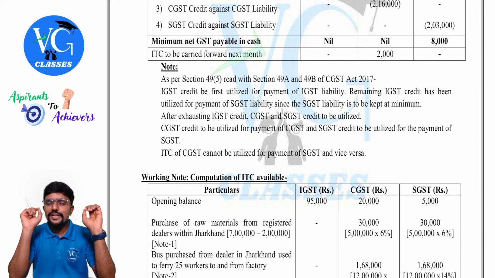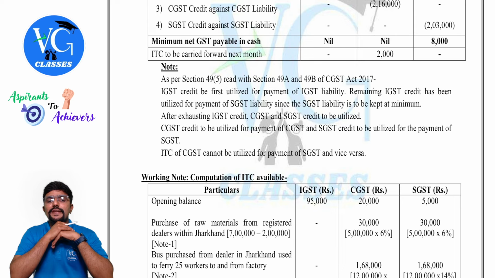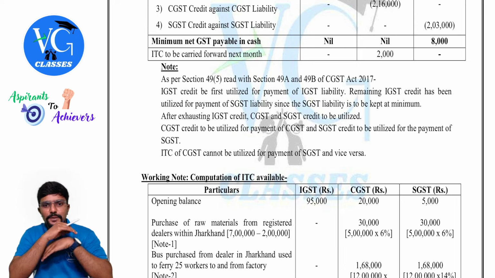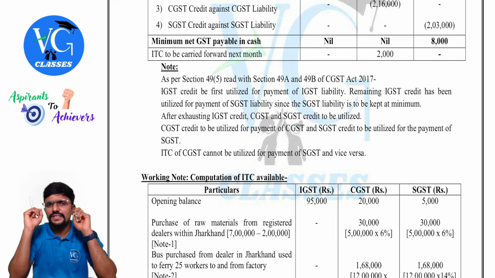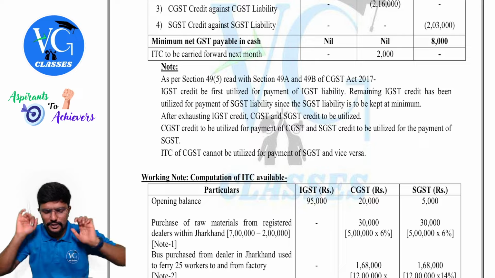As per section 49 subsection 5, read with section 49A, 49B of CGST Act and IGST Act, IGST credit to be utilized fully first. Remaining IGST credit has been utilized for the payment of SGST liability, since the SGST liability is to be kept at minimum, guys, because we have less credit of it. After exhausting IGST credit fully, then only you can use CGST and SGST credit. CGST credit to be utilized for payment of CGST and SGST credit to be utilized for the payment of SGST. Cross utilization not possible.